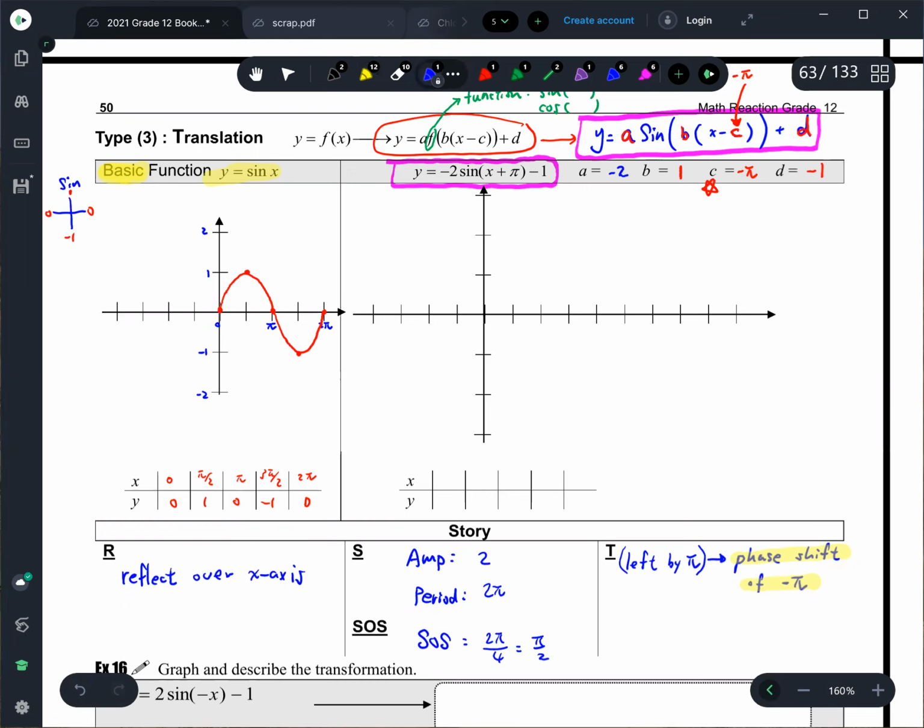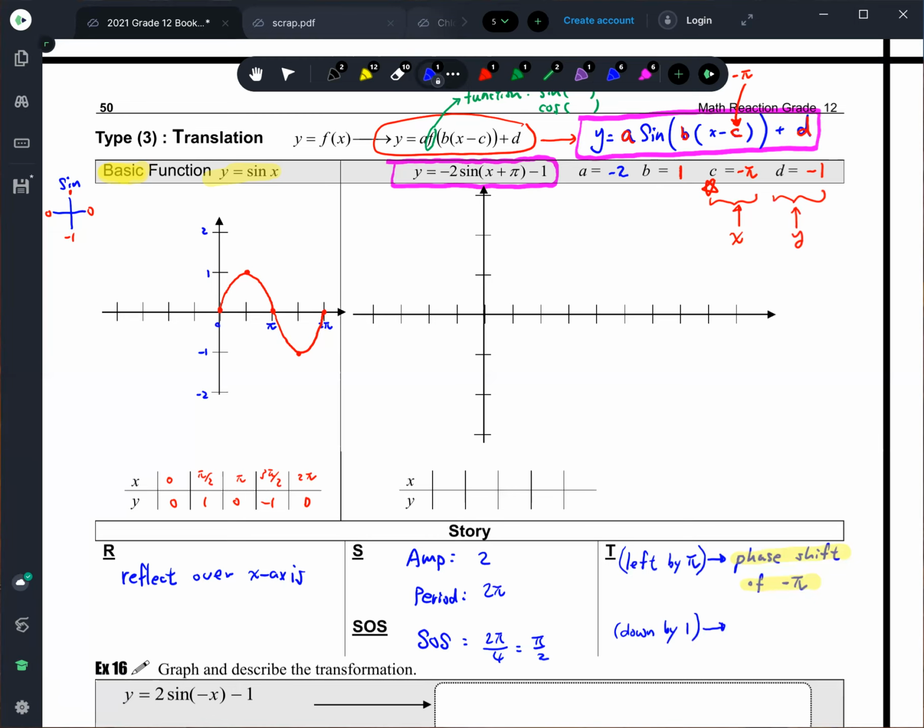Now for d is -1, right? D is -1, that means it's moving down, okay? Because d is controlling the y. This is for x, this is for the y. So it's negative, that means it will go down, right? So we'll say go down by 1, okay? But again, we don't use this when we describe.